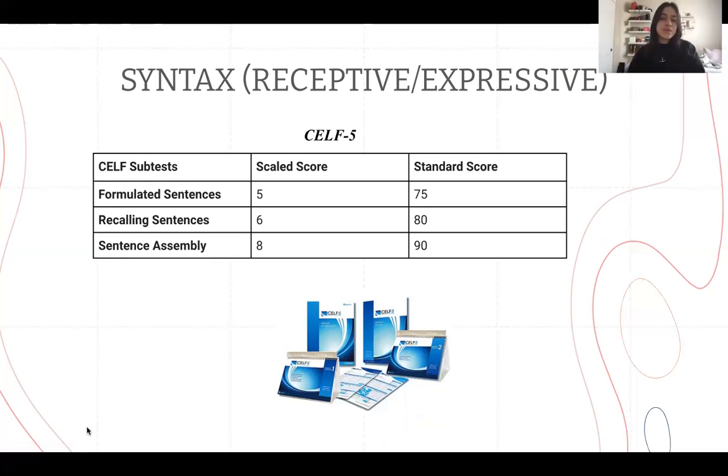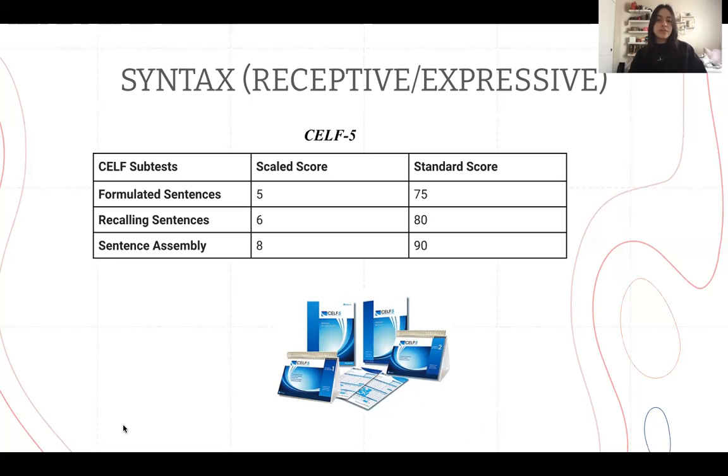The formal assessment used to examine the client's receptive and expressive syntactic abilities was the SELF-5. As previously mentioned, the SELF-5 has subtests that assess receptive and expressive language. These subtests are formulated sentences, recalling sentences, and sentence assembly. The formulated sentences subtest assesses the client's ability to create grammatically and semantically correct spoken sentences. This measures expressive language capabilities in the area of syntax. The client received a scaled score of 5 and a standard score of 75. These are considered to be low scores on the interpretation evaluation results.